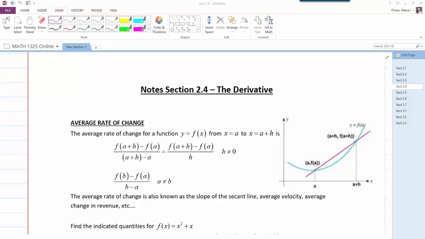Section 2.4 deals with the derivative. So basically, one of the things that the derivative tells us is the slope of a line that's tangent, so only goes through one point. Okay, what's the slope of that line?